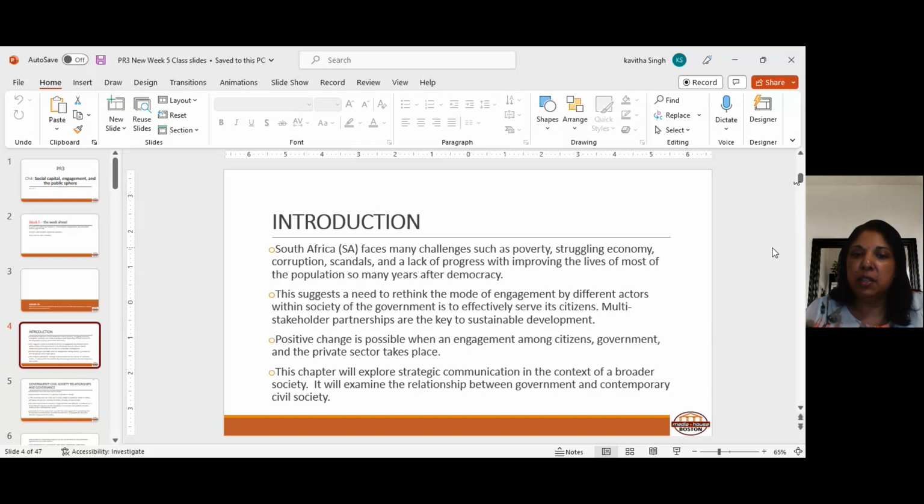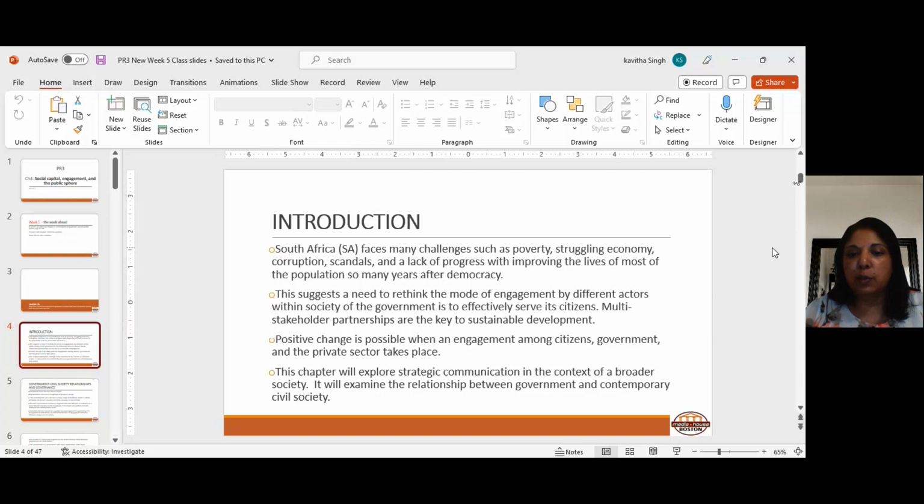Positive change is possible when engagement among citizens, government, and the private sector takes place. If you look at the private sector, there are companies that are operating businesses and they are profitable, which means they are financially sustainable and able to continue being profitable. And in terms of communities, if the private sector also plays a role through campaigns, activities, and interventions in these communities, it can help make a difference.